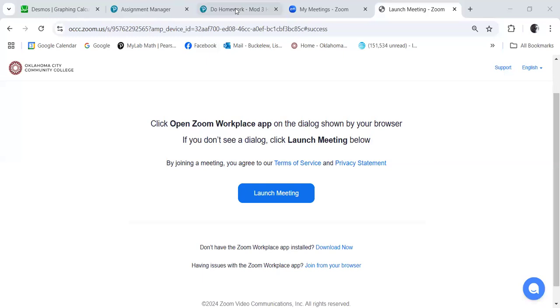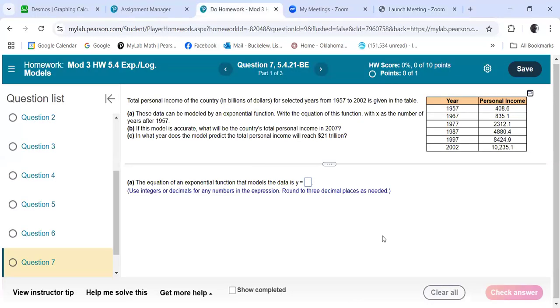Hello, I just wanted to do an example of an exponential regression using Desmos, and also to talk about the units that we're going to find in one of our word problems. I think it's number 7, but it's the one about the total personal income being earned by a certain country's population for different years. So let me show that to you. So the problem I'm going to use is this one.